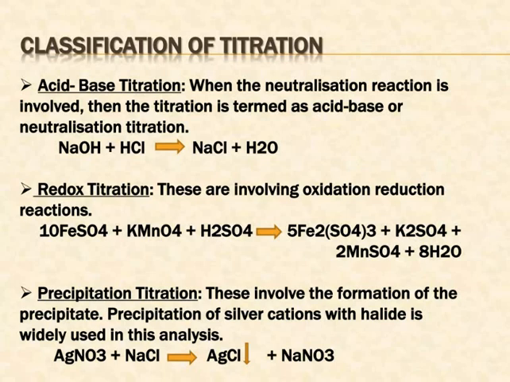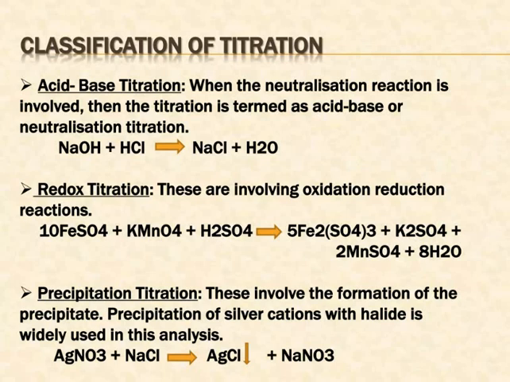Now classification of titration. You know there are different types of titrations. Commonly we are using acid-base titrations, redox titrations, and precipitation titrations. So what does it mean for acid-base titration? When a neutralization reaction is involved, then the titration is termed as acid-base or neutralization titration. Look at the example, sodium hydroxide and HCl.